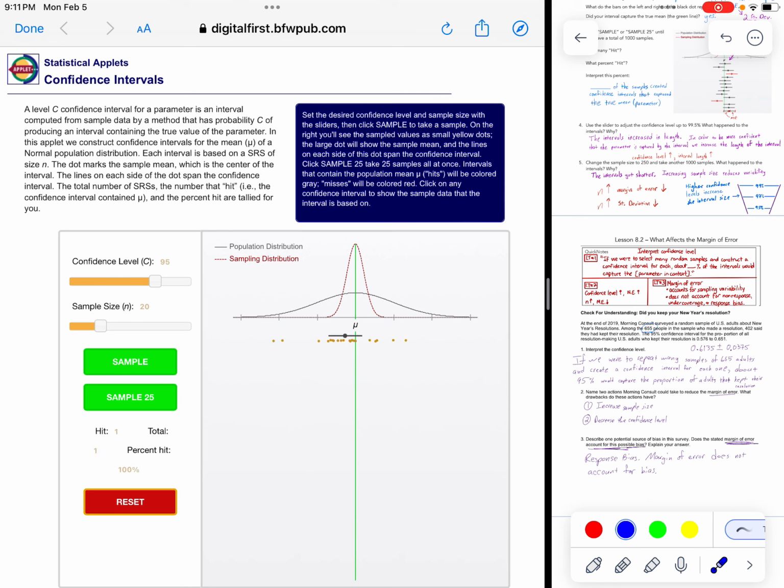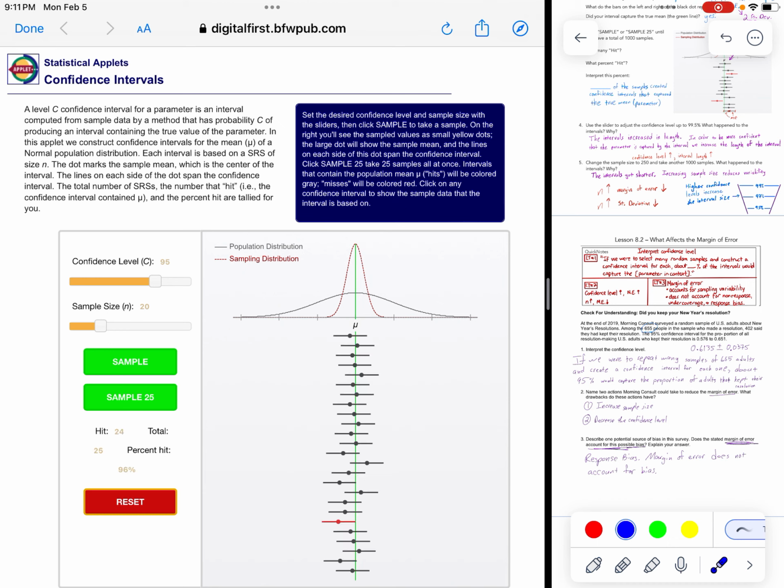Again, if I do one at a time, you can see, and it's doing 20 dots at a time. You can keep going maybe until you find one that misses. Now, it's not likely to find one that misses because, oop, there, I got one. It's not likely because the confidence level is 95%. All right, let me reset and go faster.